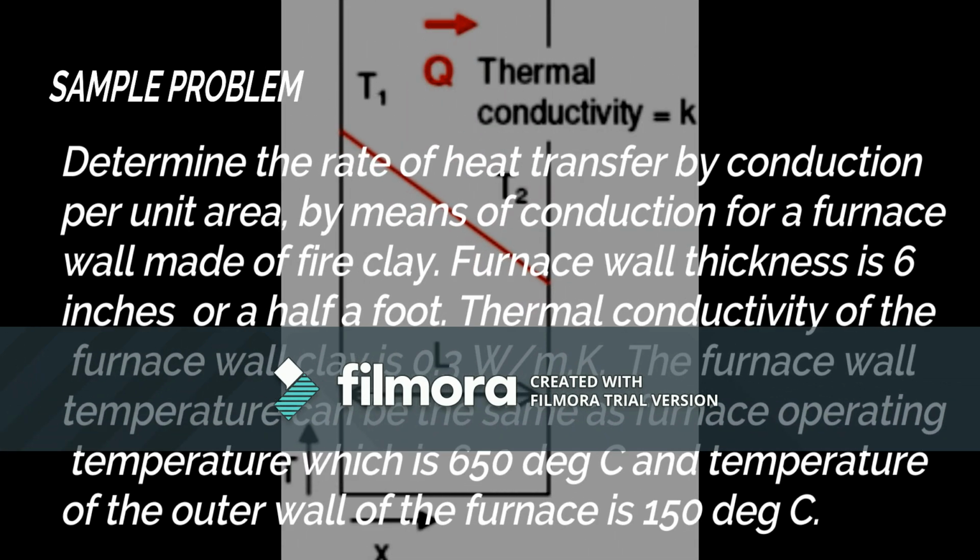Determine the rate of heat transfer by conduction per unit area for a furnace wall made of fire clay. Furnace wall thickness is 6 inches, or half a foot. Thermal conductivity of the furnace wall clay is 0.3 watts per meter Kelvin. The furnace wall temperature can be the same as the furnace operating temperature, which is 650 degrees Celsius, and the temperature of the outer side of the furnace is 150 degrees Celsius.